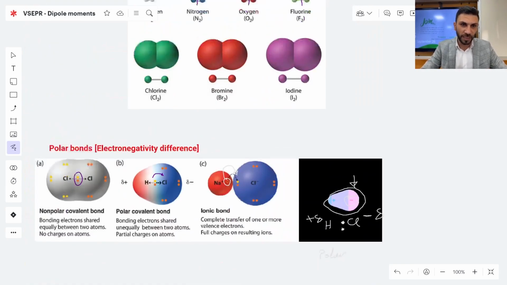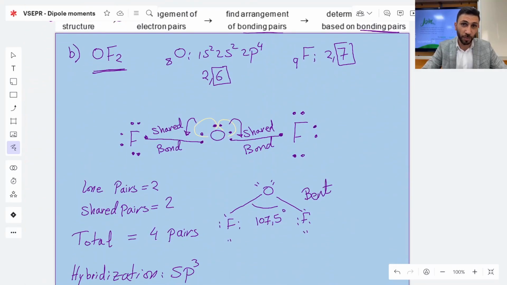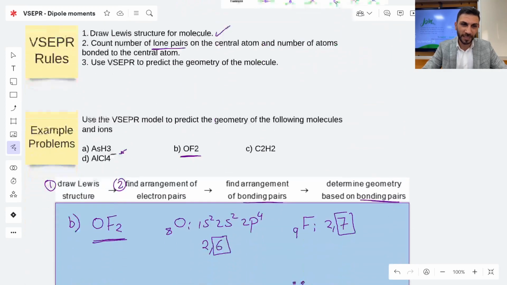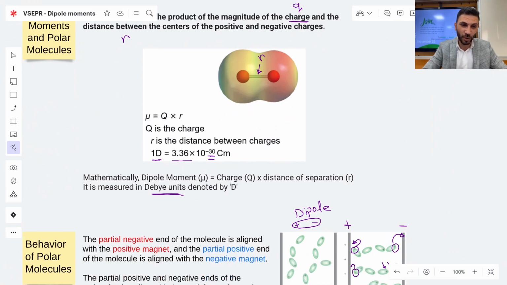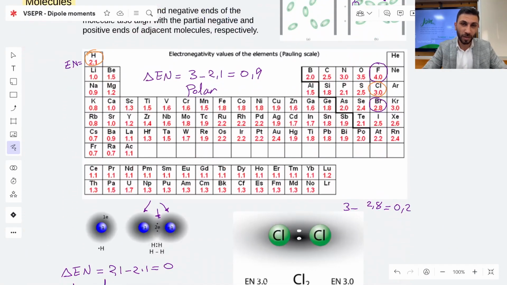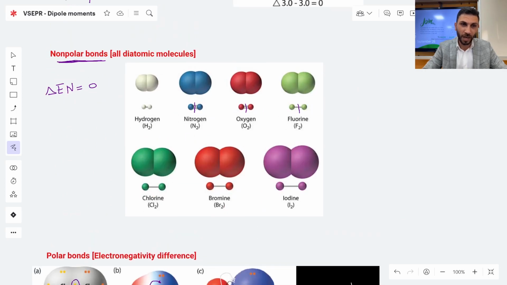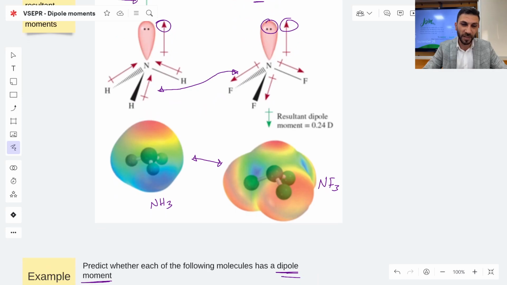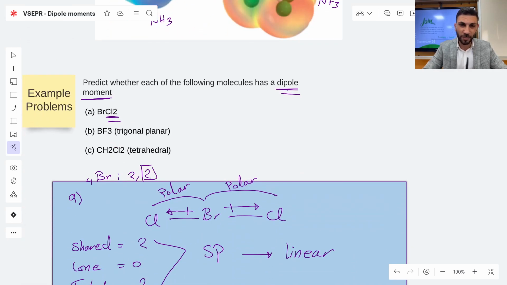What we need to take from this lesson: how to apply the VSEPR model theory in order to find the geometry of the molecule, and what the dipole moment is, how we calculate it, understand what the dipole moment and the electronegativity are, what a nonpolar bond and a polar bond are, and how it affects the geometry of the molecule. I hope you guys learned something new today.